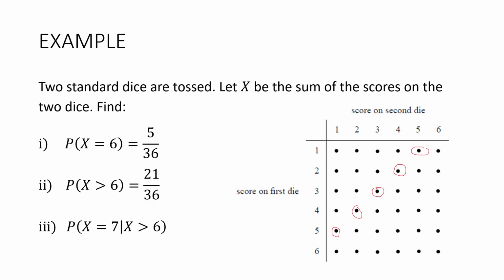The probability that X is equal to 7 given X is greater than 6. So X being greater than 6 is all of these ones here. So we're going to have it out of 21. Those that are equal to 7 are these ones here. And there are 6 of them. So the answer is 6 out of 21.